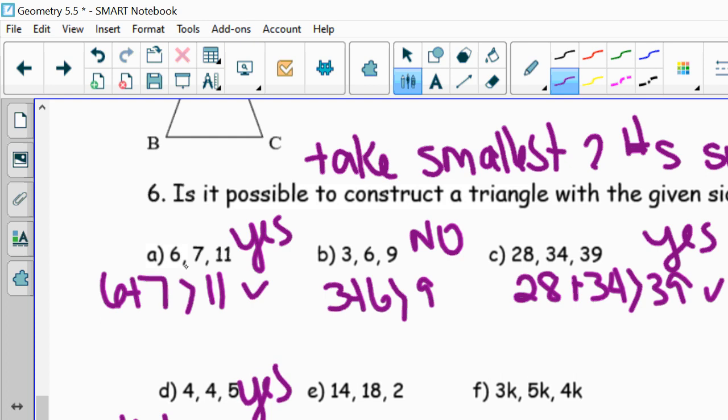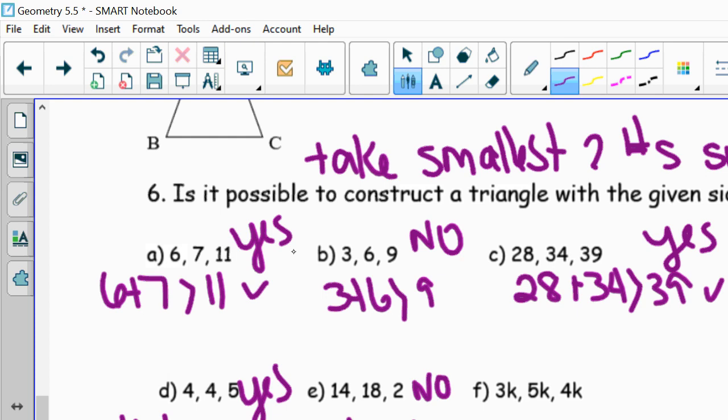14, 18, and 2. So notice this time I don't have them written in from smallest to largest. So still take the smaller two numbers. 14 plus 2. Is that bigger than 18? 14 plus 2 is 16. 16 is not bigger than 18. So no, I will never have a triangle where the three side lengths are 14, 18, and 2.